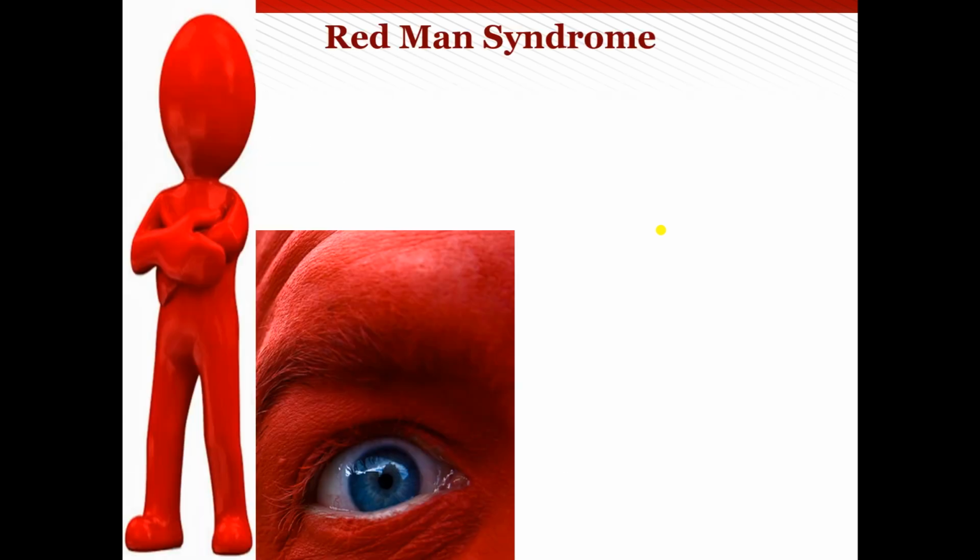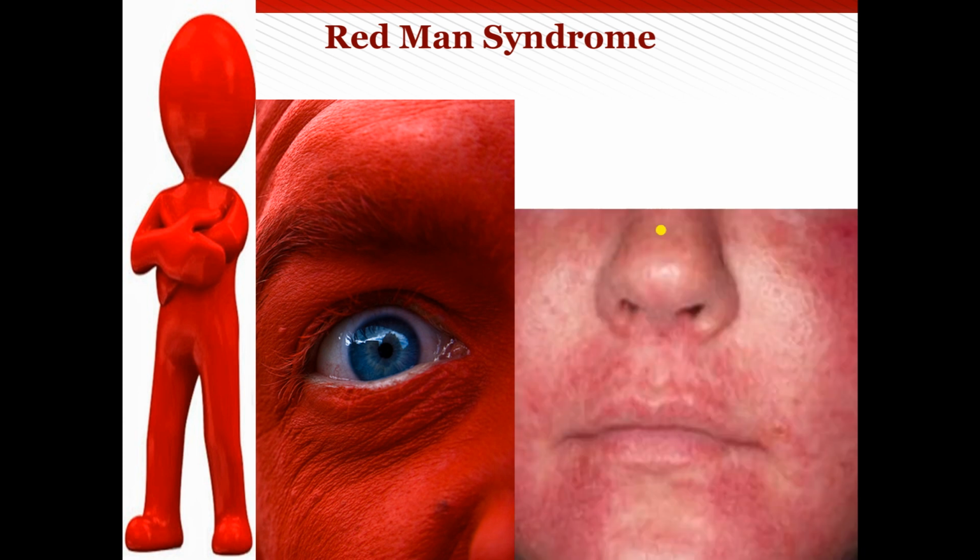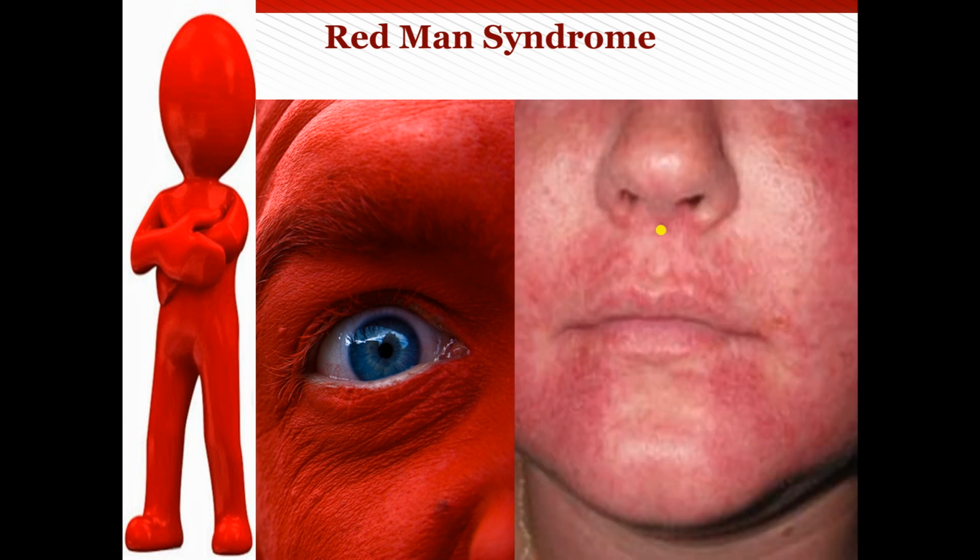Here is just a diagrammatic presentation of red man syndrome. Red man syndrome is nothing but the patient's face, neck, and whole upper body being converted into red colored rashes because of the rashes, erythema, and pruritic manifestations, which are shown here in this diagram.